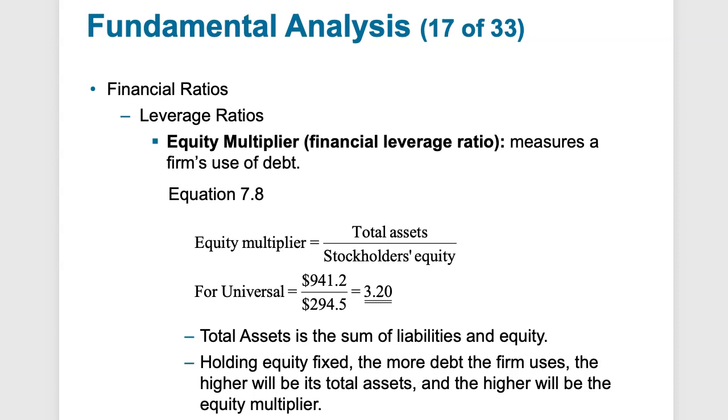Now, the equity multiplier is going to look at the basic relationship between assets and equity and show the leverage that they utilize to buy those assets. So we want to put total assets on top and divide it by shareholders' equity. And the total assets are going to be the sum of liabilities and equity. So by getting this ratio, we figure out, are the assets financed by more debt or more equity?